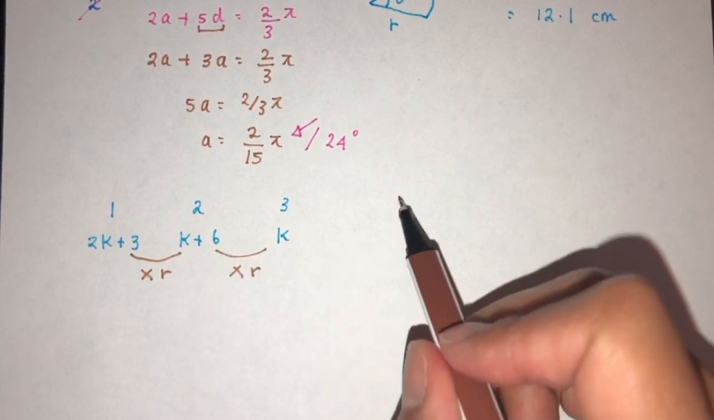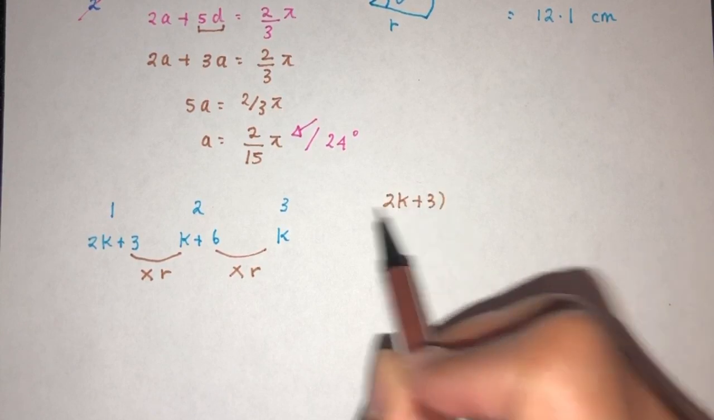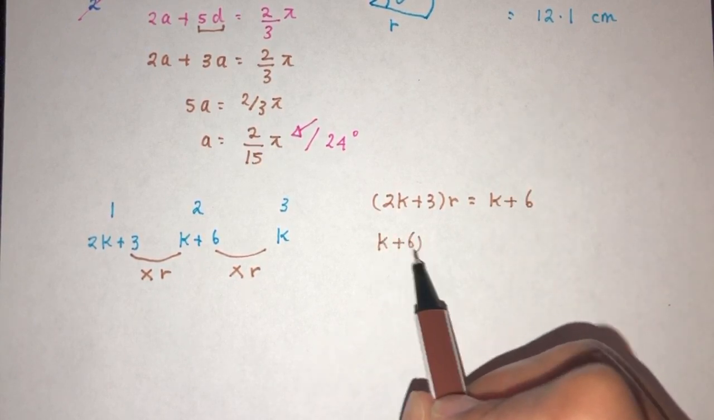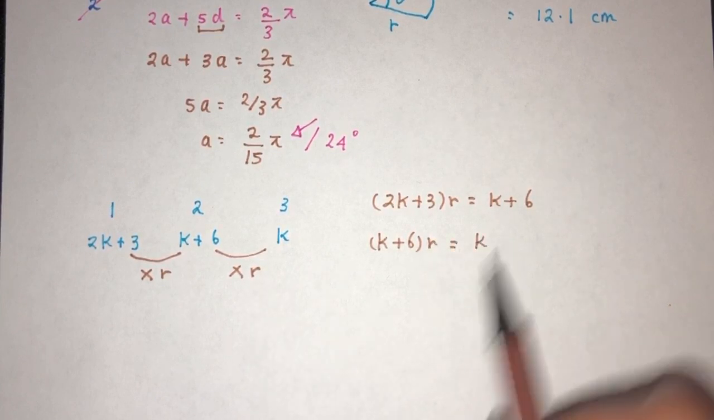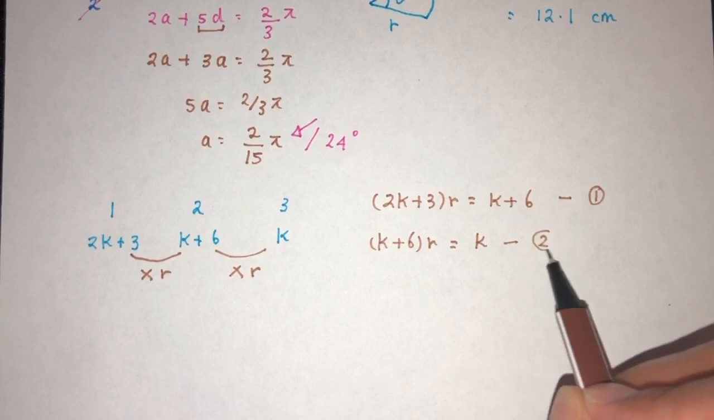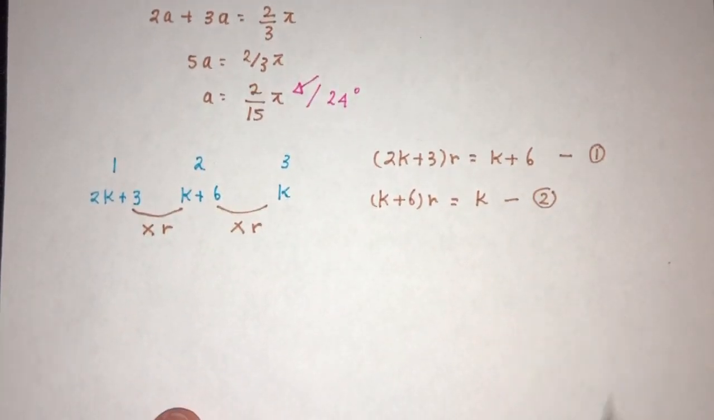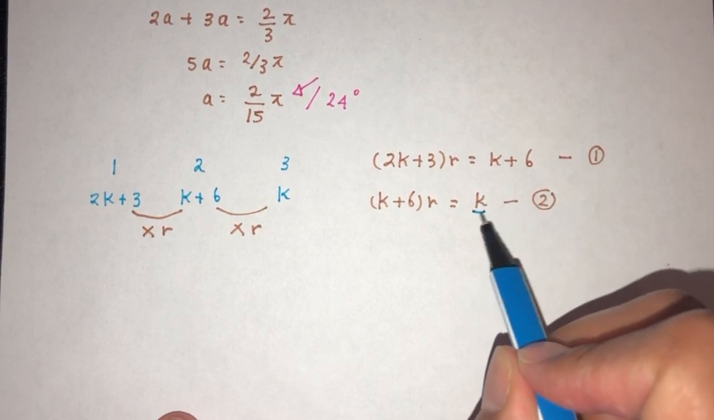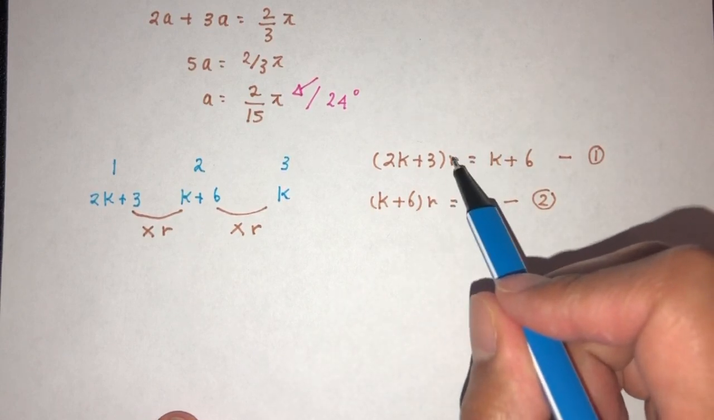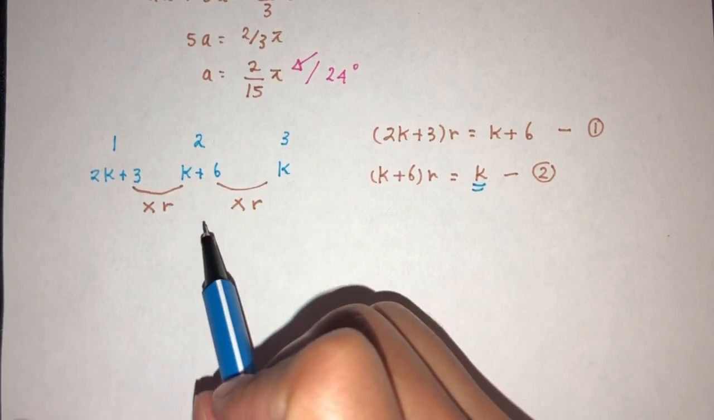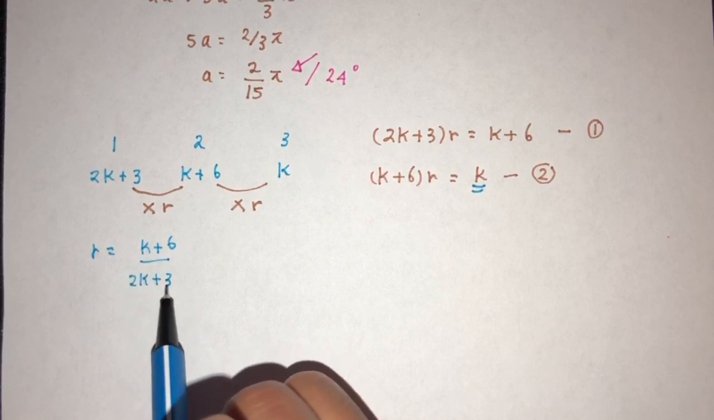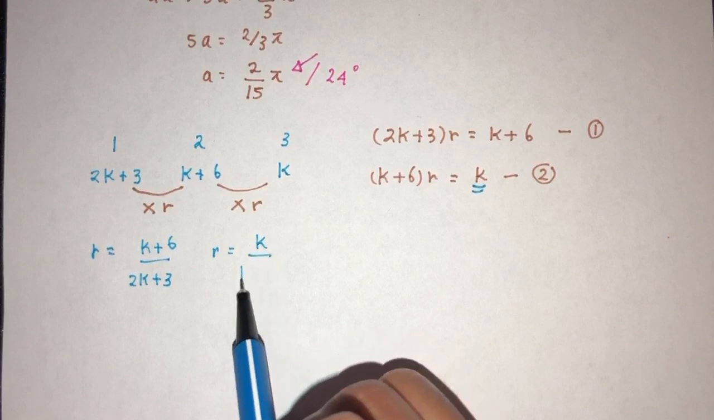So we can form our equation. For example, 2k plus 3 multiplied by r is given to you by k plus 6. Next one, k plus 6 multiplied by r gives you k. So we have equation number 1, equation number 2. So we can solve to find our value of k and r. We can make r the subject. R is equal to k plus 6 over 2k plus 3. Here r is equal to k over k plus 6.